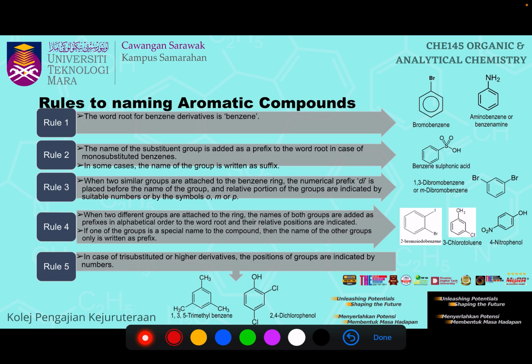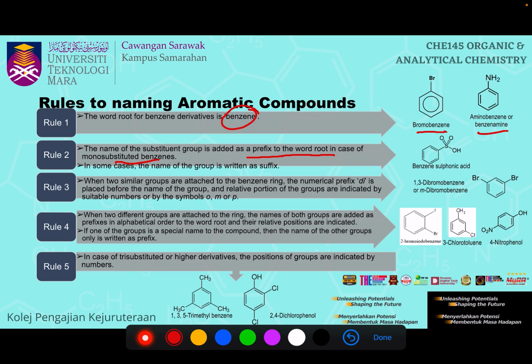Now, the rules for naming aromatic compounds are actually quite similar to the rules for naming other hydrocarbon compounds, except that now our root will be benzene. So as you saw earlier, bromobenzene, aminobenzene. The name of the substituent group is added as a prefix to the word root in the case of monosubstituted benzene. This is what we mean: bromobenzene, aminobenzene.